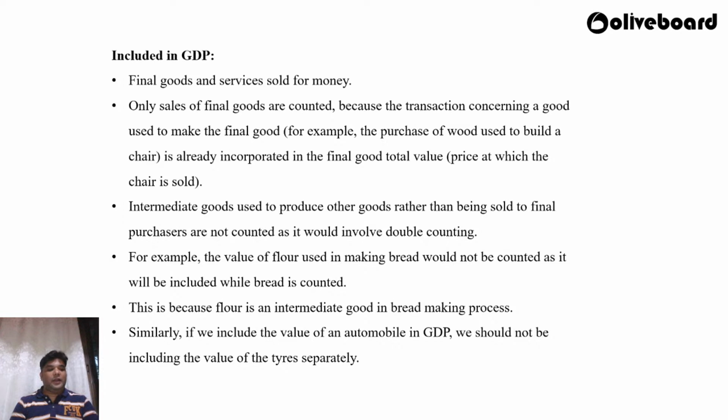Then if I take a look at the next point, it is only sales of final goods are counted, because the transaction concerning a good used to make the final good is already incorporated in the final total value. एक पेन अगर आप खरीद रहे हो तो पेन की वैल्यू 10 रुपया है, तो इट विल बी काउंटेड। अब रिफिल किसी और ने बनाई, कैप किसी और ने बनाई, बॉडी किसी और ने बनाई, और उन्होंने जो फाइनल प्रोड्यूसर को बेची, दैट विल नॉट बी कैलकुलेटेड, बिकॉज पेन के जो फाइनल प्राइसेस में ऑल दीज प्राइसेस आर अकाउंटेड फॉर, राइट? So also intermediate goods used to produce other goods rather than being sold to final purchasers are not counted.